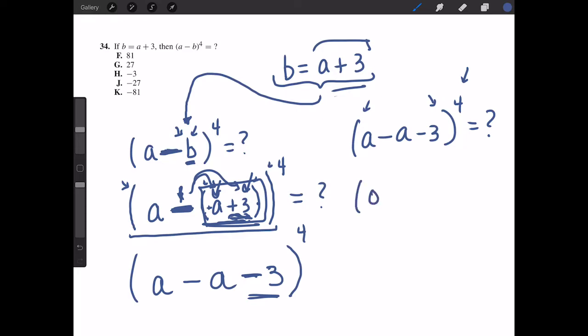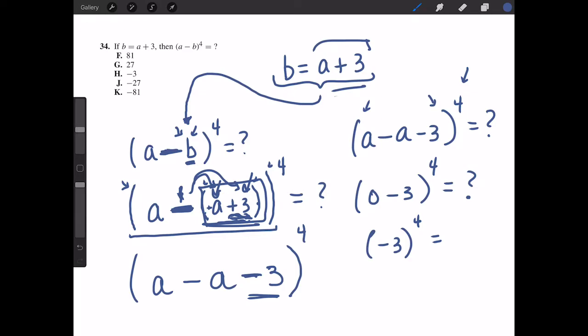Okay, so a minus a, of course, that's 0. So you get parentheses 0 minus 3, close parentheses to the fourth power. Now 0 minus 3 is, of course, equal to parentheses negative 3 raised to the fourth power. What is this equal to?